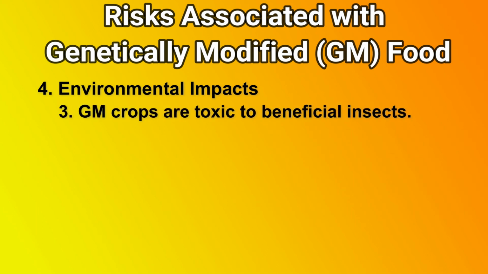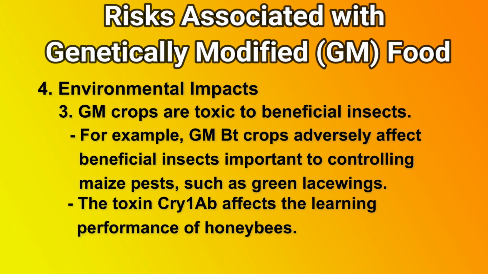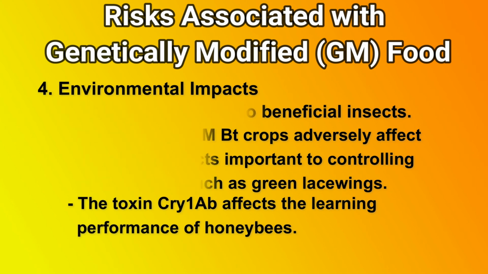Number 3. GM crops are toxic to beneficial insects. For example, GM Bt crops adversely affect beneficial insects important to controlling maize pests such as green lacewings. The toxin Cry1Ab affects the learning performance of honeybees.